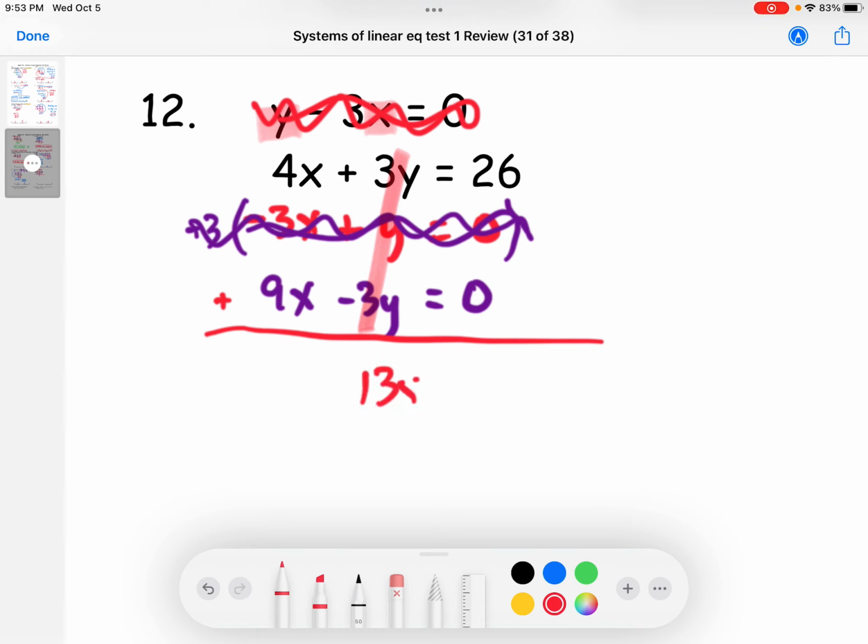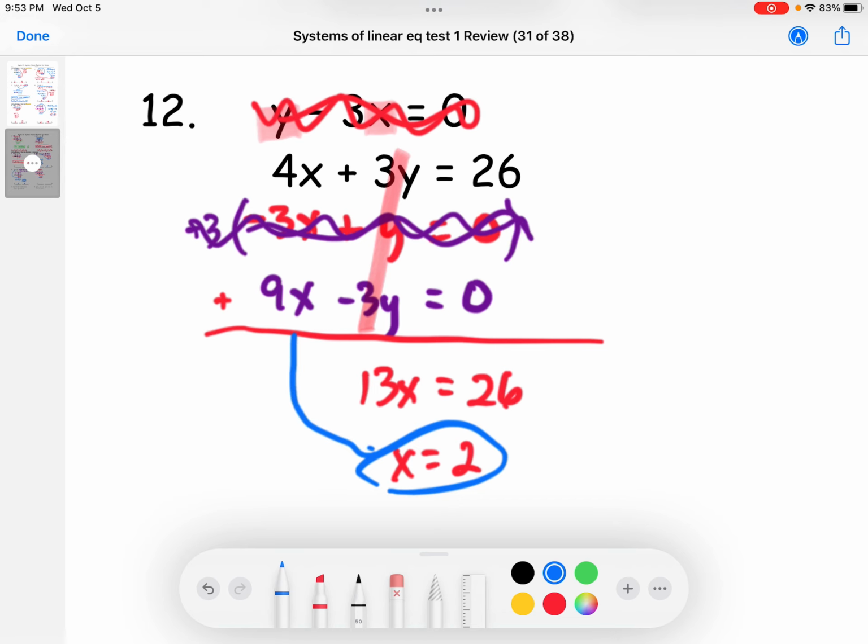We'll have 13x equals 26. So x equals 2. X is equal to 2. I'll plug it back into one of my originals. I'll actually use this modified original right here.